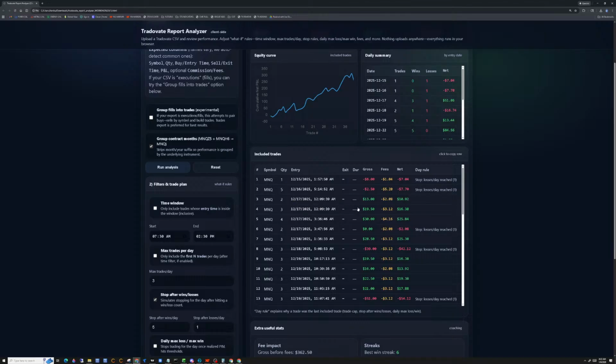I won one trade. I won the second trade. I won the third trade. I won the fourth. I lost the fourth trade. So you see how I stopped trading because I lost that one trade. Before that, I made 10, 16, 25. Then I lost, and once I lost that one trade, I stopped trading for that day. The next day looks just like that.